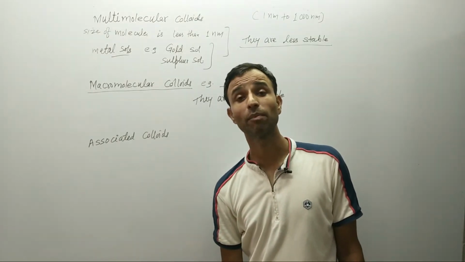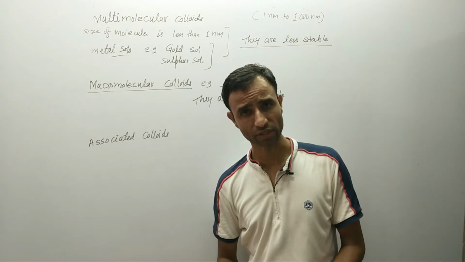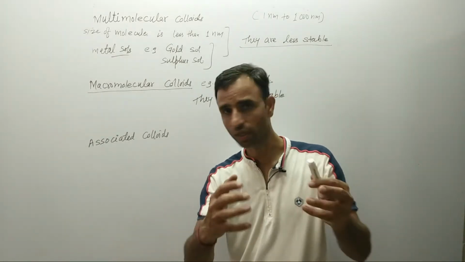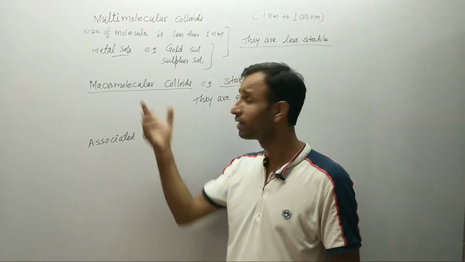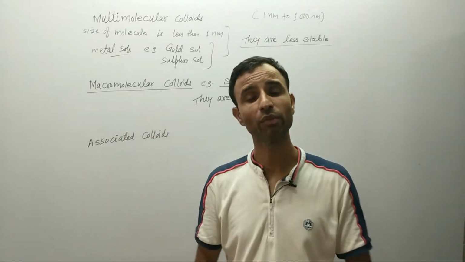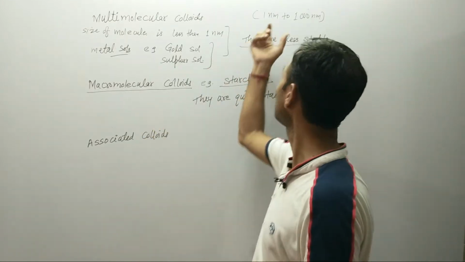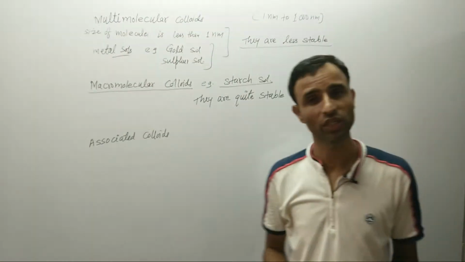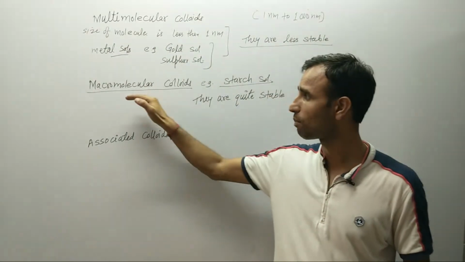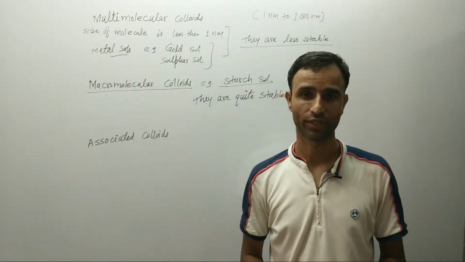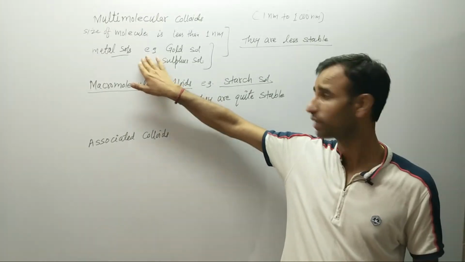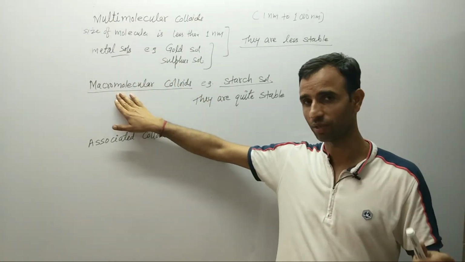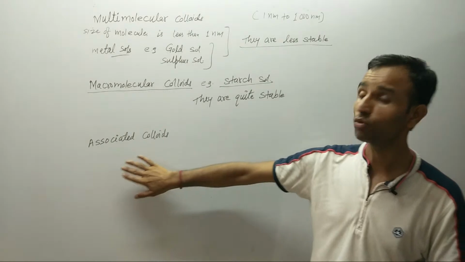They resemble a true solution in a sense, because in a true solution there are single particles having size less than 1 nanometer, but here a single particle has size in the range of 1 nanometer to 1000 nanometer, and that's why it is called macromolecular colloid, right? So multimolecular colloids are less stable, macromolecular colloids are quite stable. Okay, now come to the third category.